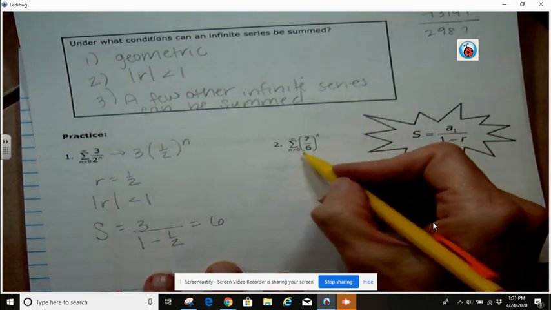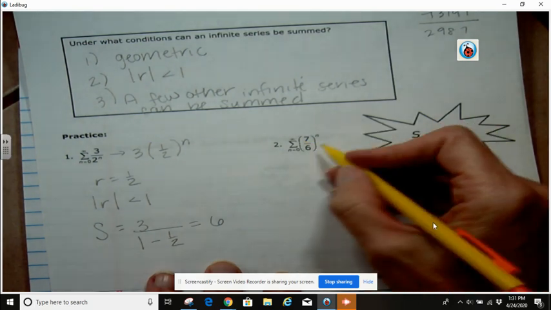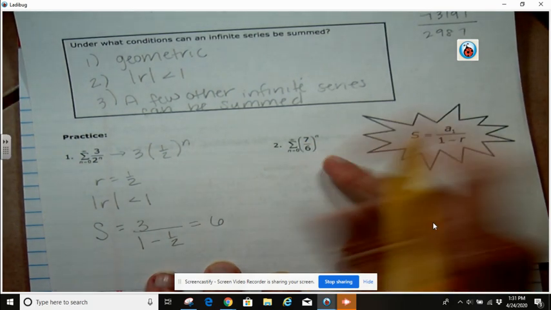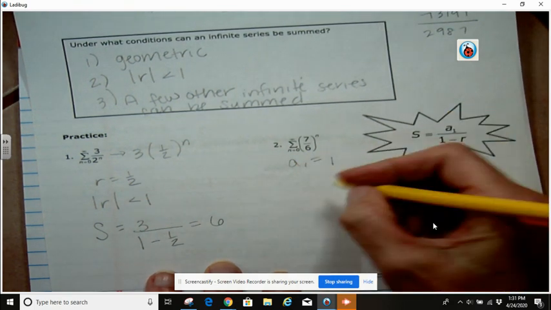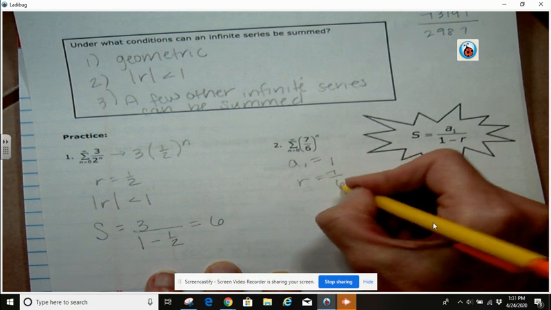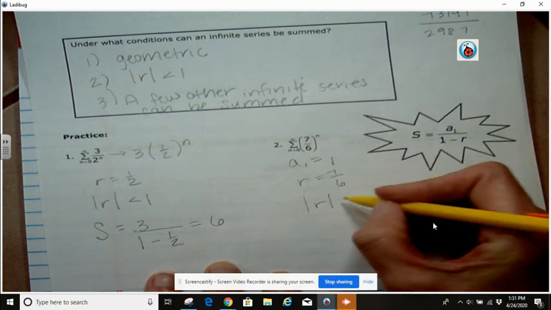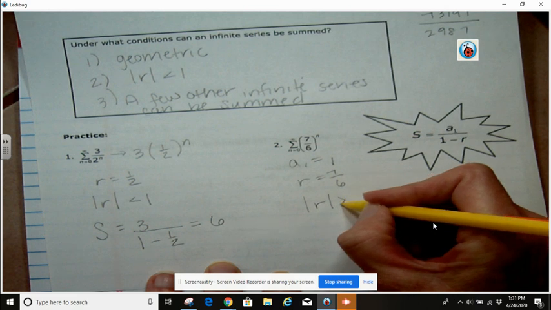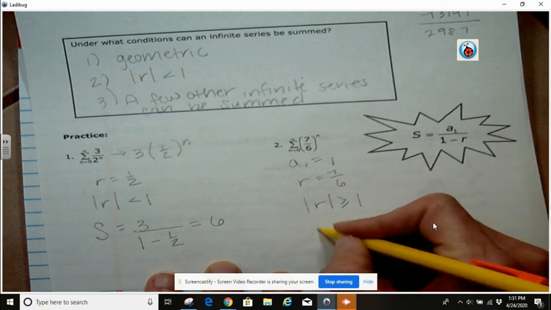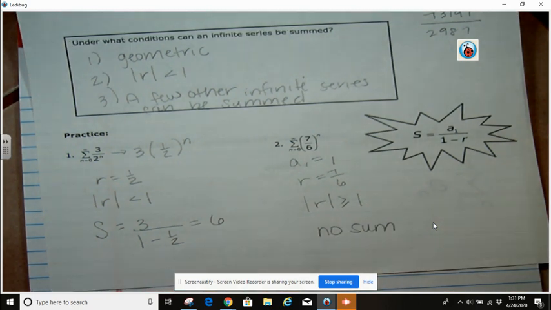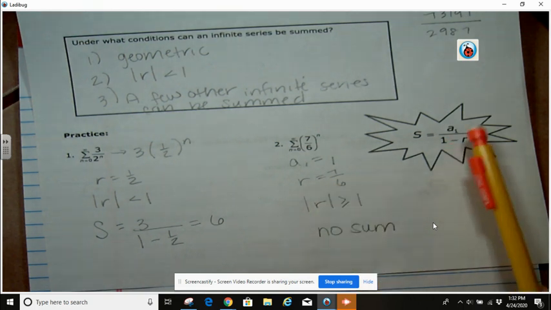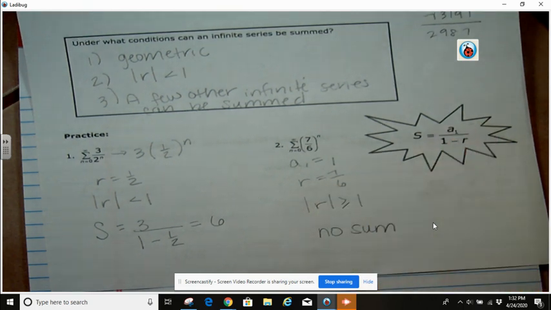For this one, based on this being a sub 1 times r to the n, a sub 1 would be 1, because if you put in 0, anything to the 0 power is 1, and r is 7/6. Well, the absolute value of 7/6 is greater than or equal to 1, and so we do not use the formula. We just say there is no sum. You want to make sure that you check that, though, because you can substitute the information into the formula and get an answer. It just won't be right.